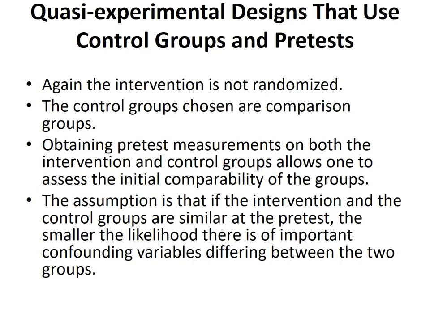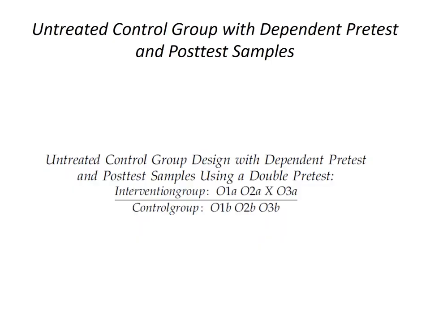The assumption is that if the intervention and the control groups are similar at pretest, there is a smaller likelihood of important confounding variables differing between the two groups. This will add to the validity of our conclusions.